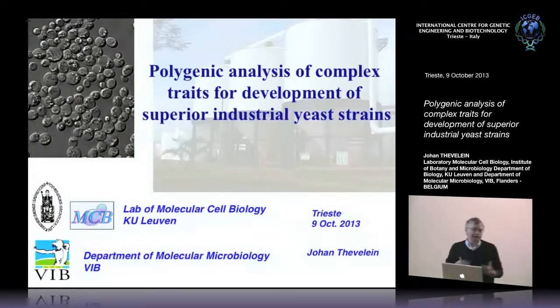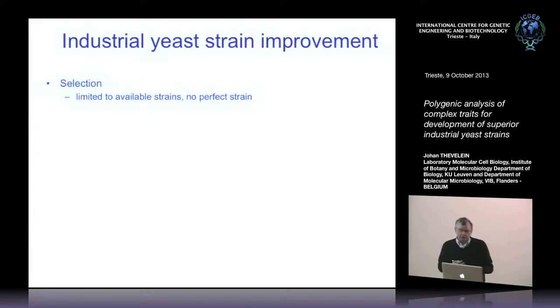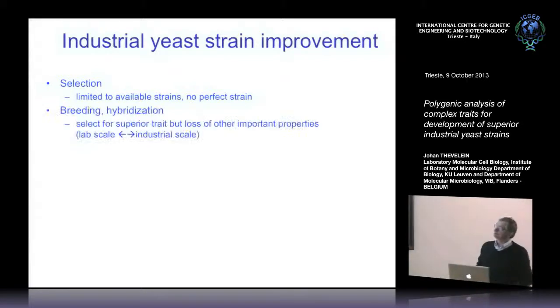So how did people in the past select yeast strains? Where do yeast strains come from? Wine strains, beer strains, whatever. Most of these strains have actually been just selected and then bred further. But when you select yeast strains, you will never find the perfect yeast strain. So you're always limited to what is available.